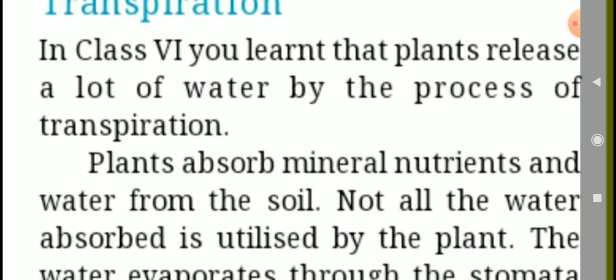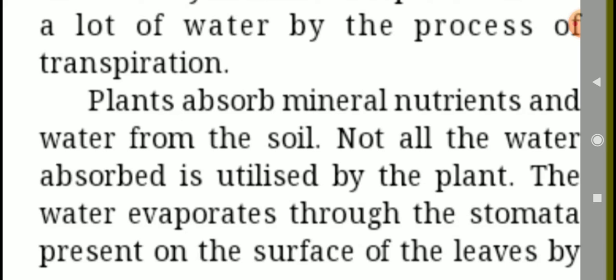The plant releases a lot of water by the process of transpiration. The plants absorb minerals, nutrients and water from the soil. Underline the word. Not all the water absorbed is utilized by the plant. That water evaporates through the stomata.